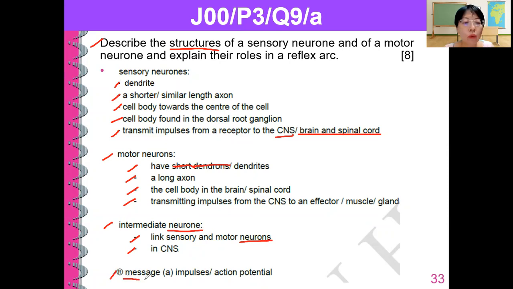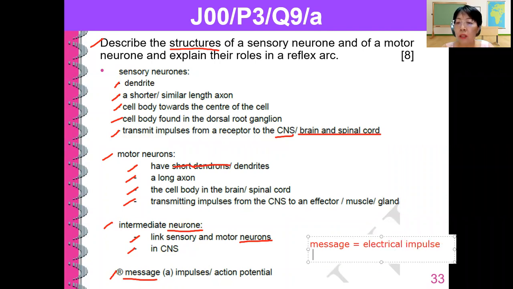They reject if you write the word message. You cannot say that the neurons will transmit message, because when you learn the stimulus response model, messages can be transmitted in the form of electrical impulse in the nervous system, or in the form of hormone, which is actually a chemical messenger. So therefore, when you write message, your answer is half correct, half wrong, right? Electrical impulse is correct, whereas hormone is actually wrong in this case. So therefore, you cannot write message, except that you can write impulses or action potential.